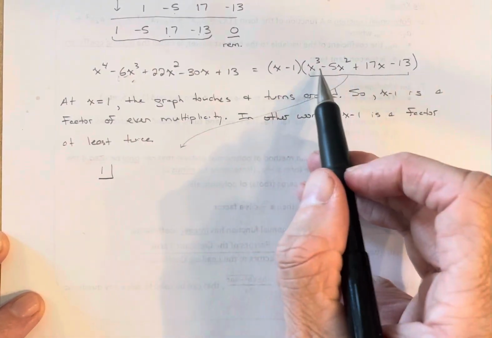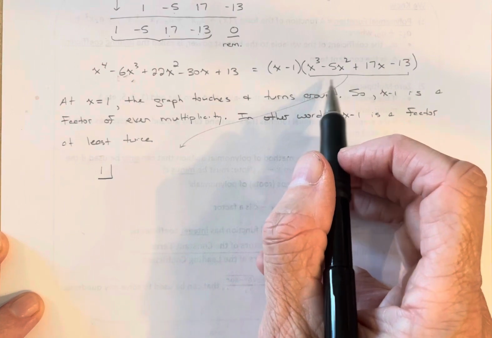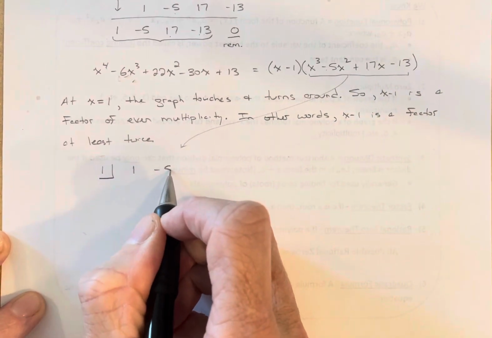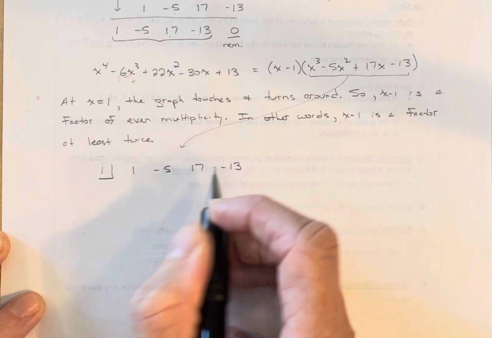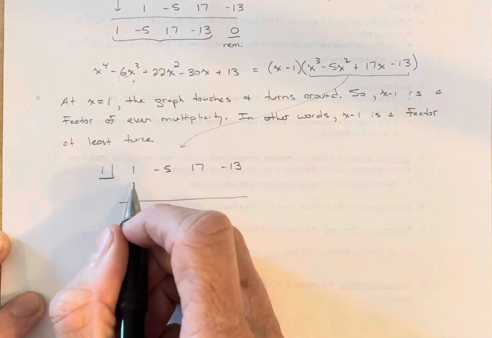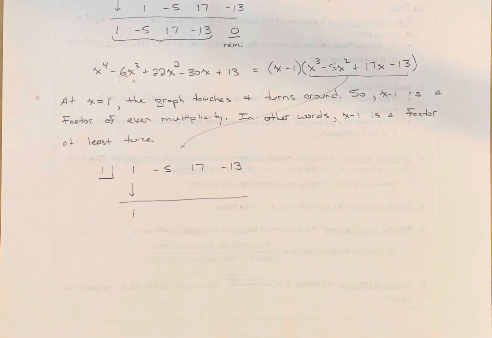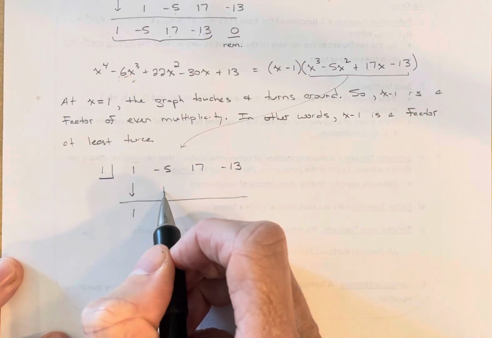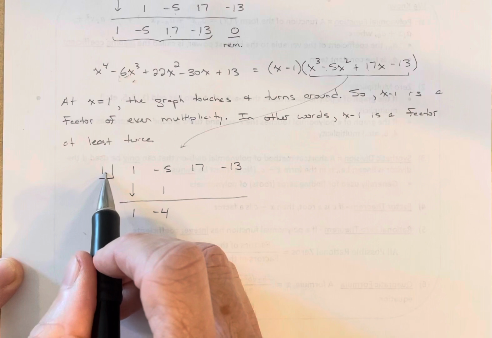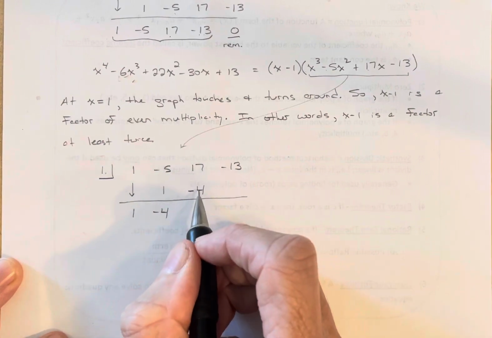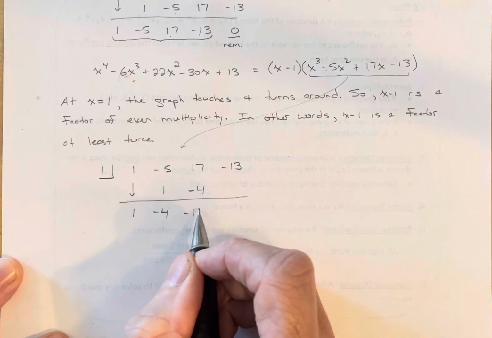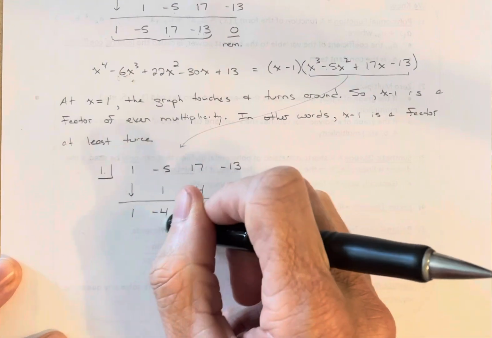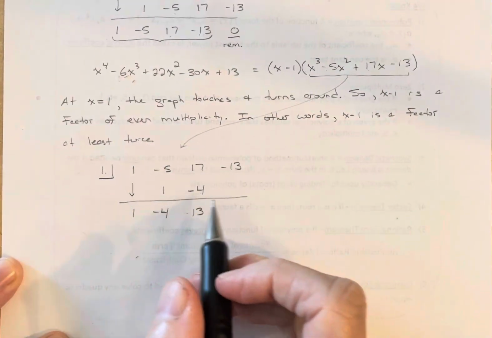So now we can take the factor of 1 out of this using synthetic division. 1, negative 5, 17, negative 13. And again, we know this is going to be 3 rows. Let's bring the 1 down and let's start our process again, our synthetic division. 1 times 1 is 1. Write that number in column 2 and add, negative 4. 1 times negative 4 is negative 4. Write the product in column 3 and add, 13. 1 times 13. Oh, excuse me. Whoops, this is positive 13. Sorry, I bet you caught me and thought, what was I doing?